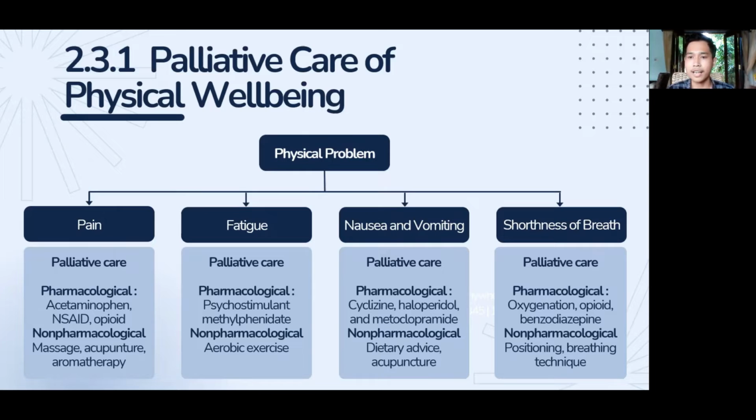The third is nausea and vomiting that can be treated with antiemetic drugs and non-pharmacological approaches like good dietary advice, acupuncture, and psychological support. The last is fatigue that can be managed with psychostimulants, methylphenidate, and non-pharmacological approaches like aerobic exercise.